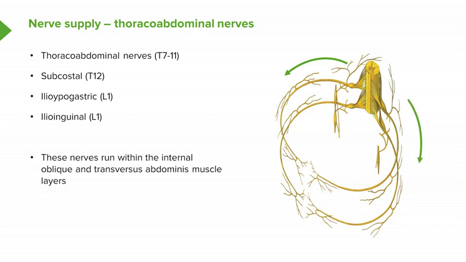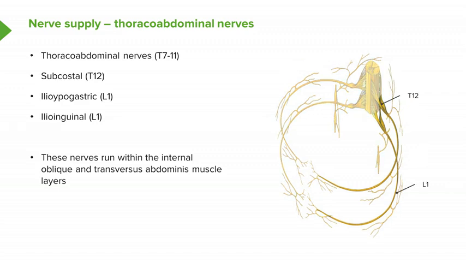As I mentioned throughout the lecture, the nerves that supply these muscles come from T7, T11, your thoracoabdominal nerves, and subcostal nerve, which is T12. This could be T12 here, and then the one directly inferior to it could be L1. And importantly, what we can see is that these nerves are branching round. They run in between internal oblique and transverse abdominis muscle layers.